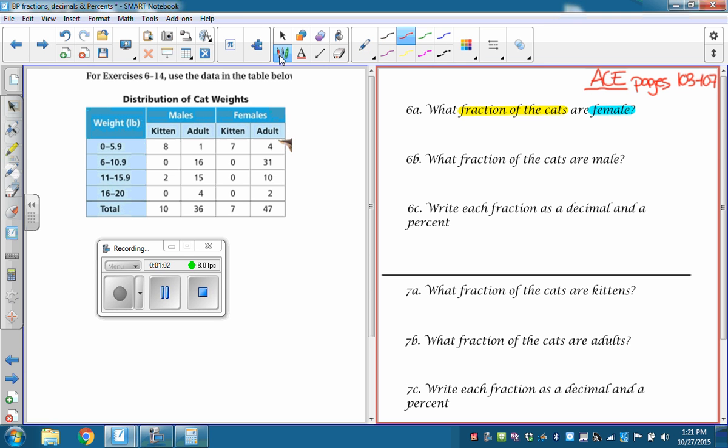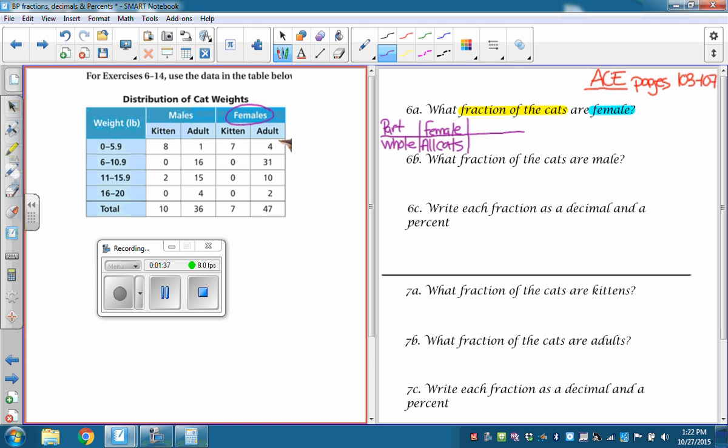So in other words, if I were going to set up a ratio table, instead of part to whole as titles, we're going to write the part to be female and the whole to be all cats. And then we have to read from the chart on the left and look at this section. That's the females. And then look at the bottom row. The bottom row here, these are all the cats.